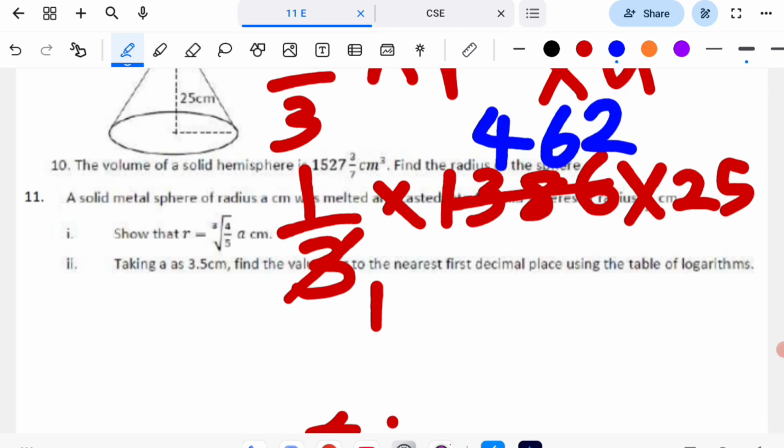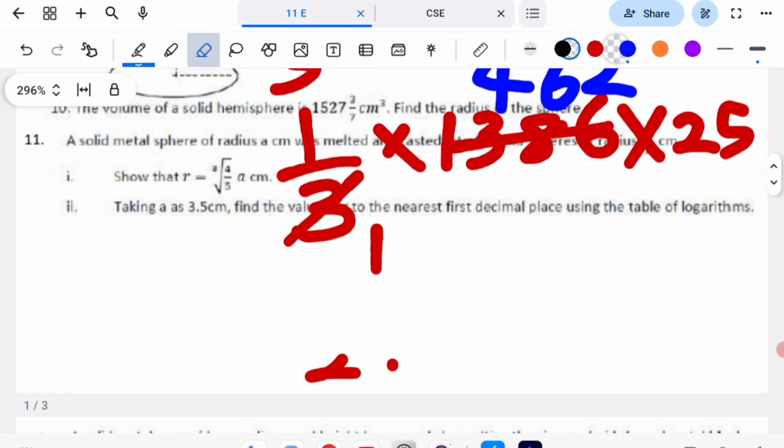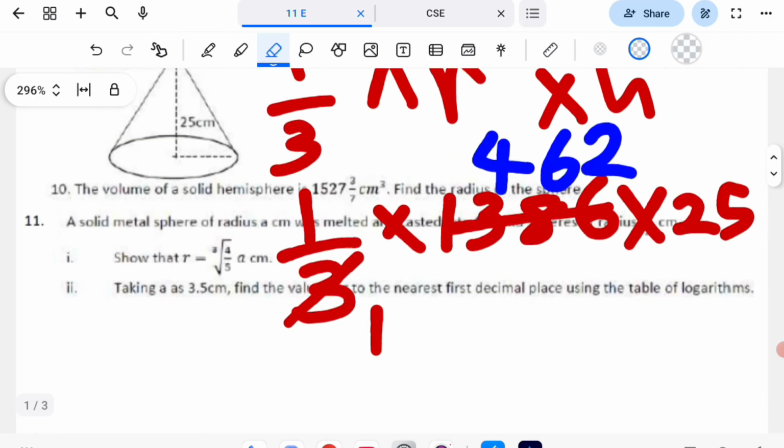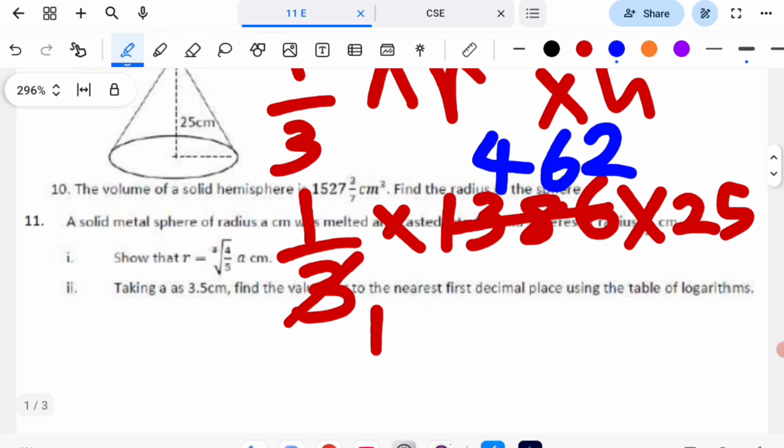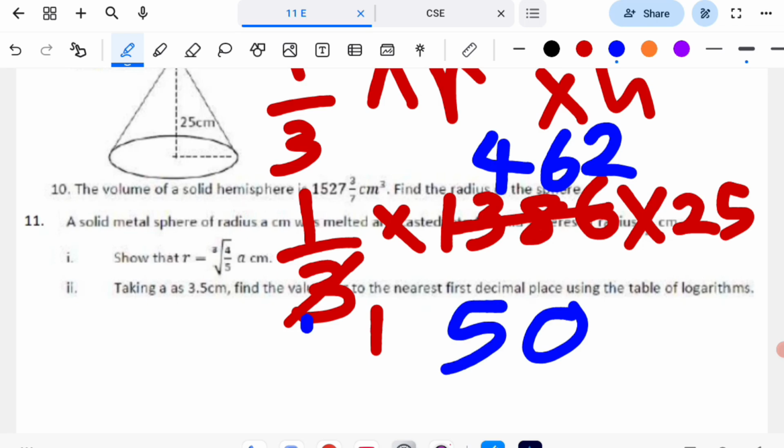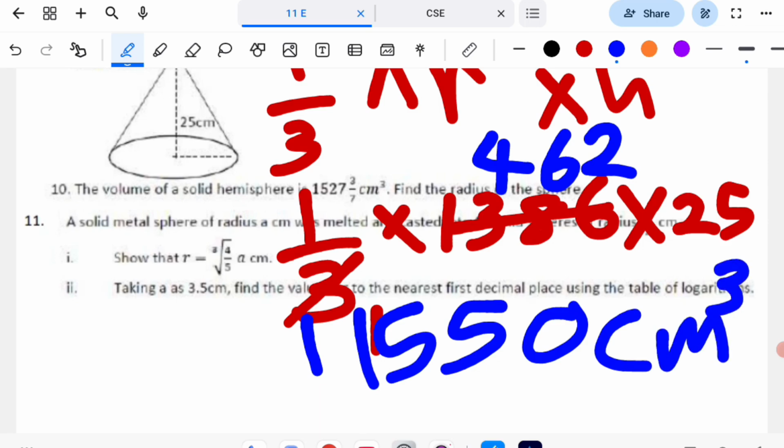Then we have to multiply it by 25. 462 multiplied by 25. 25 into 2, 50, 0, 5 remaining. 25 into 6, 150, 150 plus 5, 155, 5, 15 remaining. 25 into 4, 100, 100 plus 15, 115 cubic centimeters.